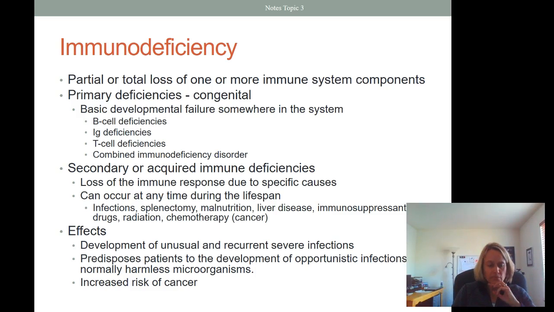The secondary or acquired immunodeficiencies are much more common, and this involves a loss of immune response due to a specific cause, such as immunosuppressant drugs, radiation, chemotherapy, malnutrition, and so forth. With immunodeficiency, we can see the development of unusual and recurrent severe infections. The patient is predisposed to development of opportunistic infections by what would normally be harmless microorganisms, and will have an increased risk of cancer.